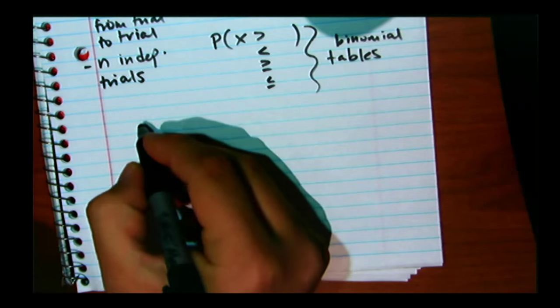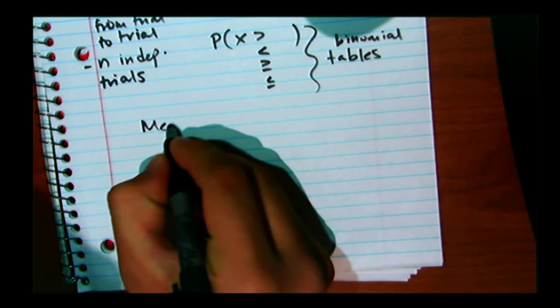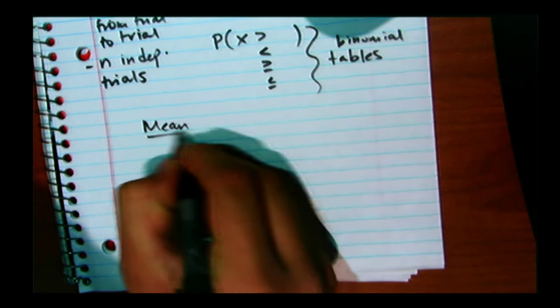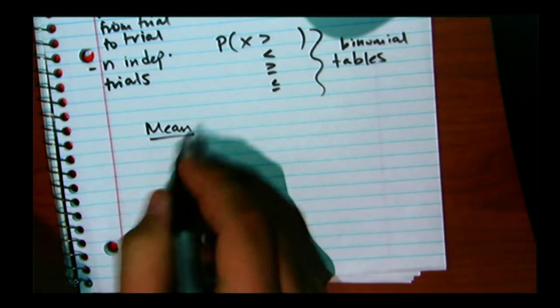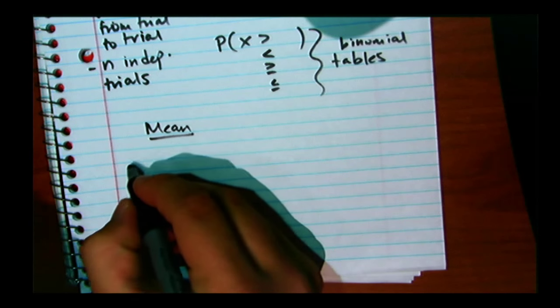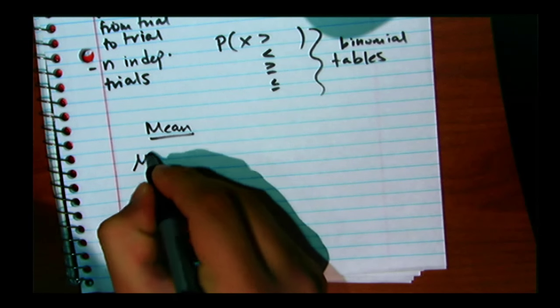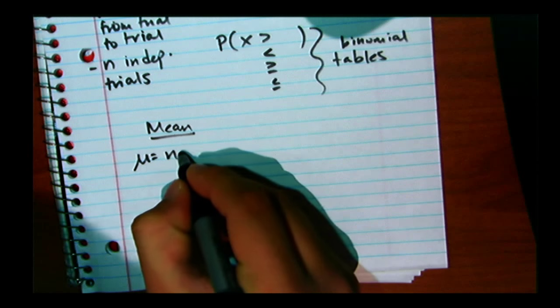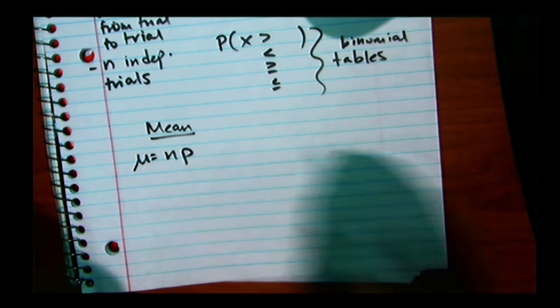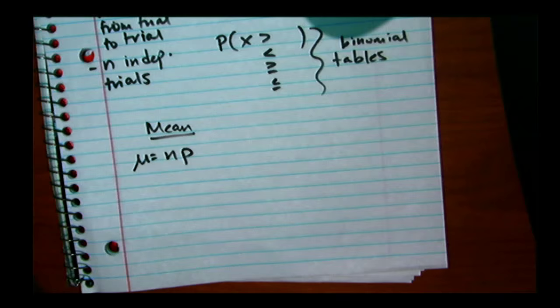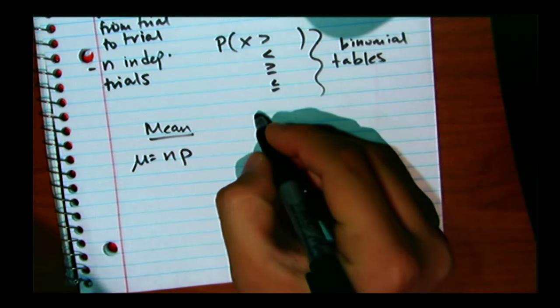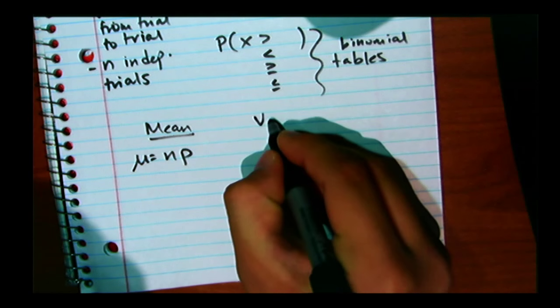Give you the mean equation for a binomial distribution. Okay, it's going to be known as mu equal to n times p. So the number of trials times the probability of success. The variance, to finish that formula list out, is going to be equal to n times p times q. Pretty straightforward.